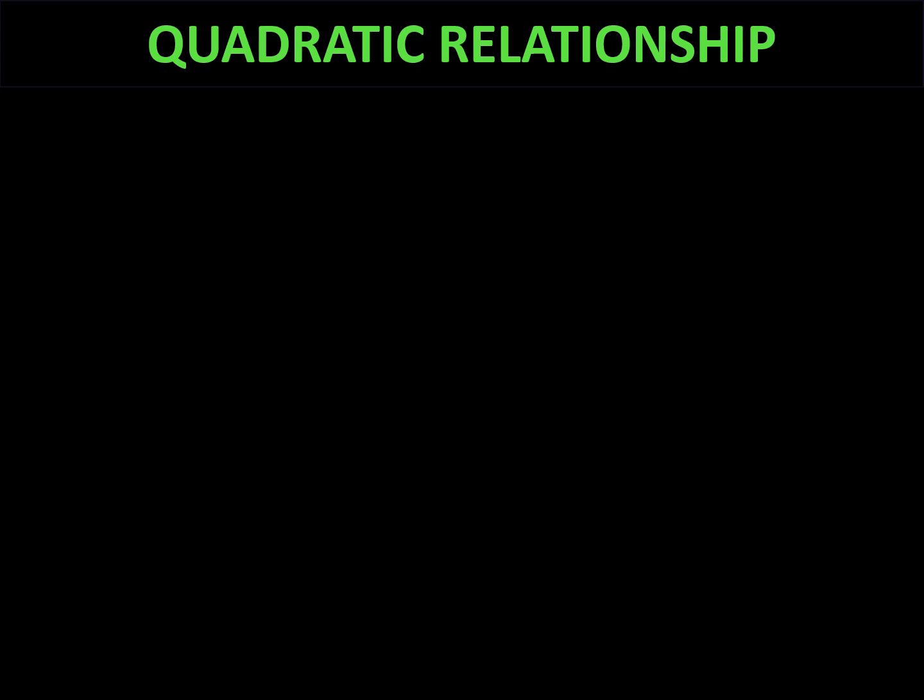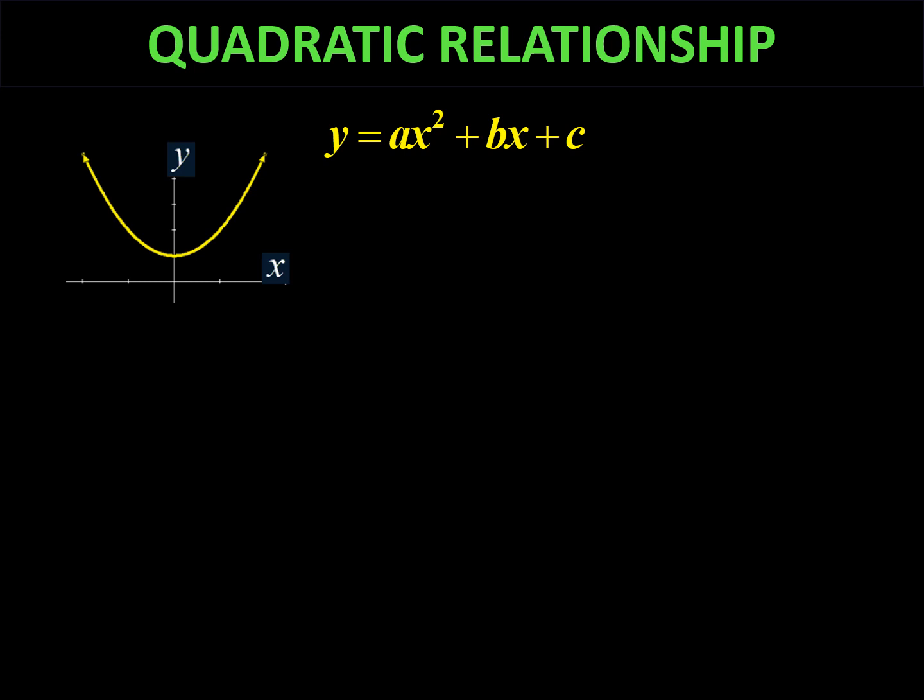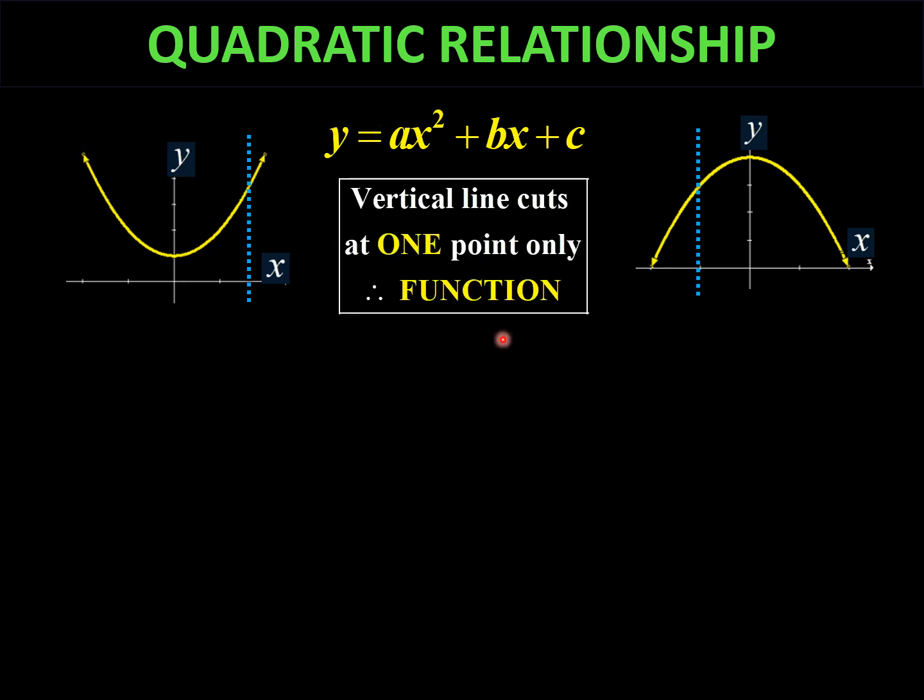Let's consider the quadratic relationship. y equal to ax squared plus bx plus c. Let's look at the case where a is greater than 0. In other words, we have a shape like that, and this particular shape, as you can see, is a parabolic shape. And let's apply the vertical line test. Cuts once, always cuts once, therefore that would represent a function. Let's take the case where a is less than 0. So we have this shape there. Let's apply the vertical line test. Always cuts once as well. So this quadratic relationship represents a function.